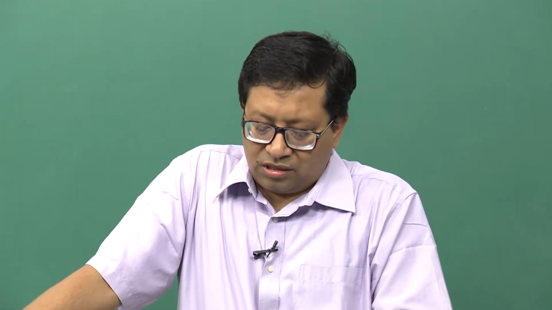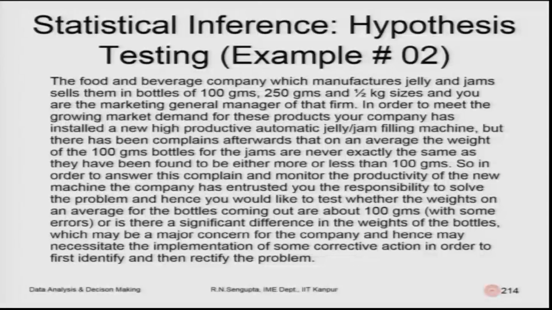So, in order to answer this complaint and monitor the productivity of the new machine, the company has entrusted you with the responsibility to solve the problem, and hence you would like to test whether the weights on an average for the bottles coming out are about 100 grams with some errors, obviously 100 plus minus some errors, or is there a significant difference in the weights of the bottles.